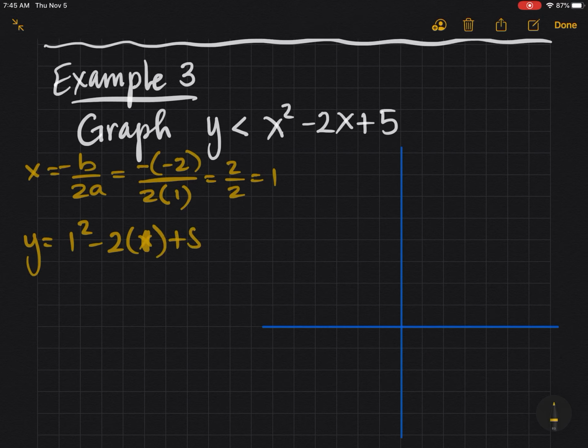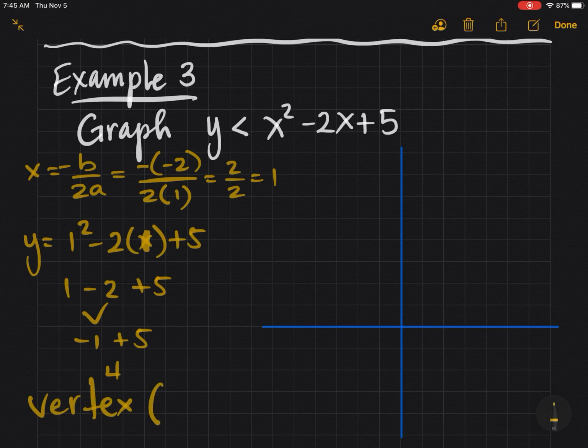Uh-oh, that should be a 1. So we have 1 minus 2 plus 5. That's negative 1, and 5 is 4. So our vertex is 1, 4. Over 1, up 4. And now this vertex has a equal to 1. So it's positive, and 1 squared is 1, 2 squared is 4, and so forth and so on.